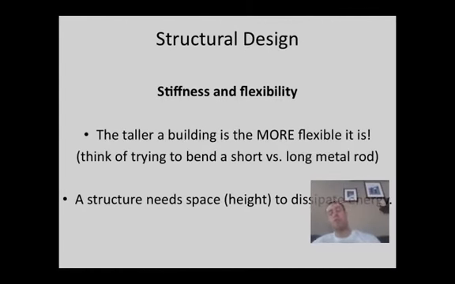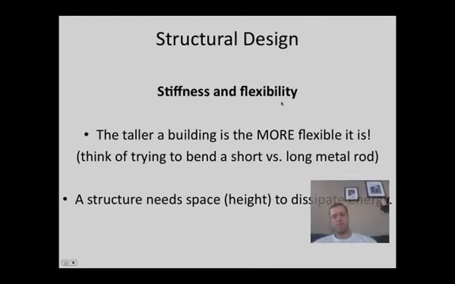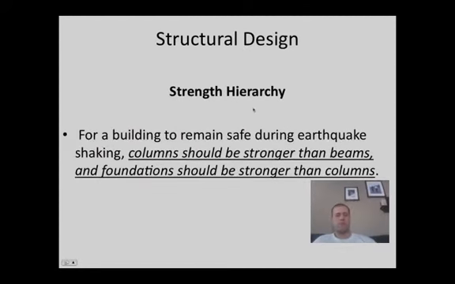The taller a building is, the more flexible it is. The reason behind this is it's tall, so it has more space or more height to dissipate the energy that's trying to move through it. My example here in parentheses is try thinking of bending a short metal rod versus a very long one. The taller it is, the more flexible it's going to be because of the space it has to dissipate that energy.